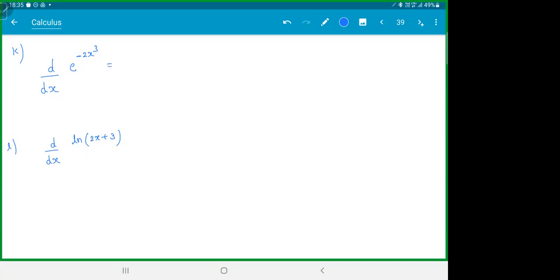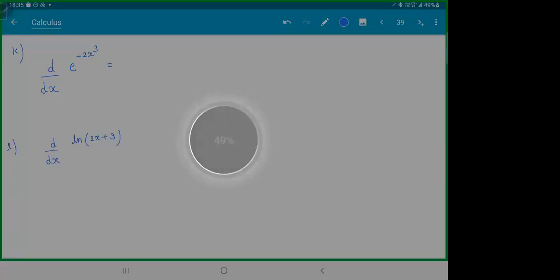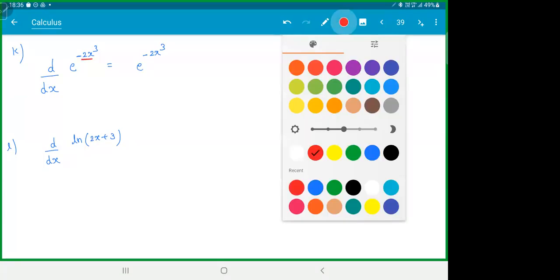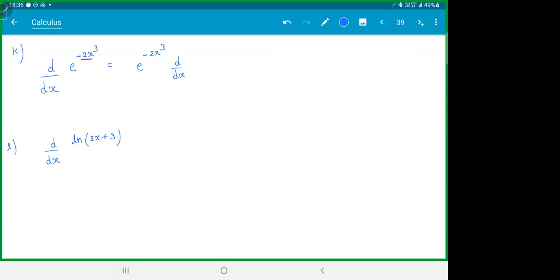So this thing is e power something. This is e to the power of minus 2x cubed, the whole function. And then differentiate whatever is inside. That would be x cubed will be 3x squared. So the 3 into 2 is 6.